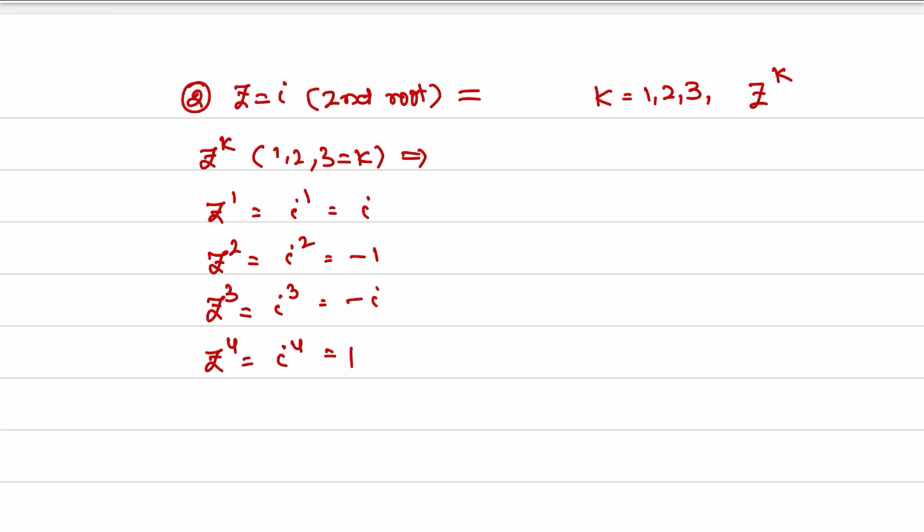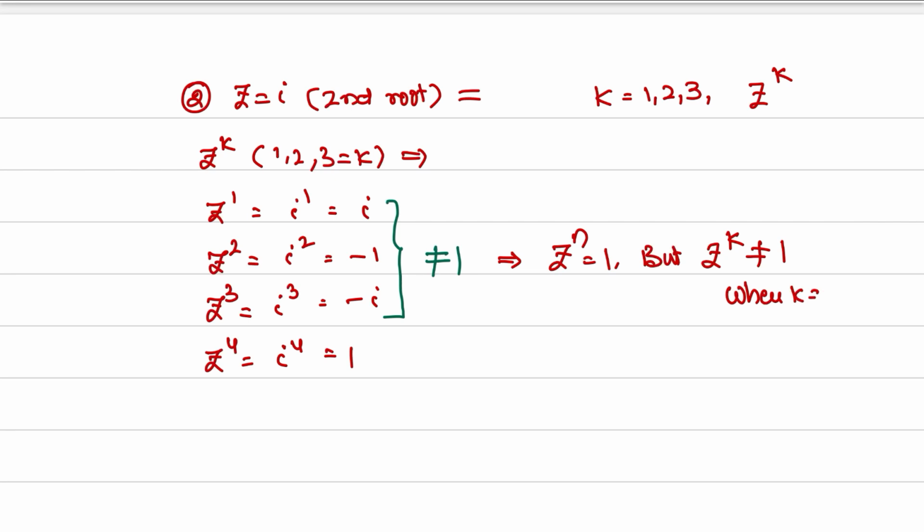Now, when you consider only up to k is equal to 3, all these 3 are not equal to 1. That implies z to the power of n is equal to 1, that fourth power. But z to the power of k is not equal to 1 when k is equal to 1, 2, 3, when n is equal to 4. That means it is a primitive root. I is a primitive root. This is the definition of the primitive root.